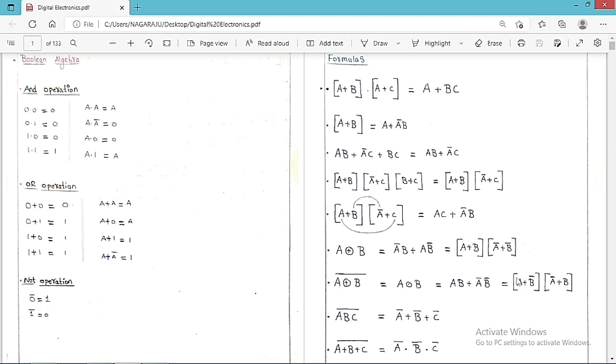So we have to multiply these two things, AB plus A bar B bar. And (A into B into C) whole bar is equal to A bar plus B bar plus C bar. (A plus B plus C) whole bar is equal to A bar into B bar into C bar. So these are the important formulas which are regularly used in digital electronics.